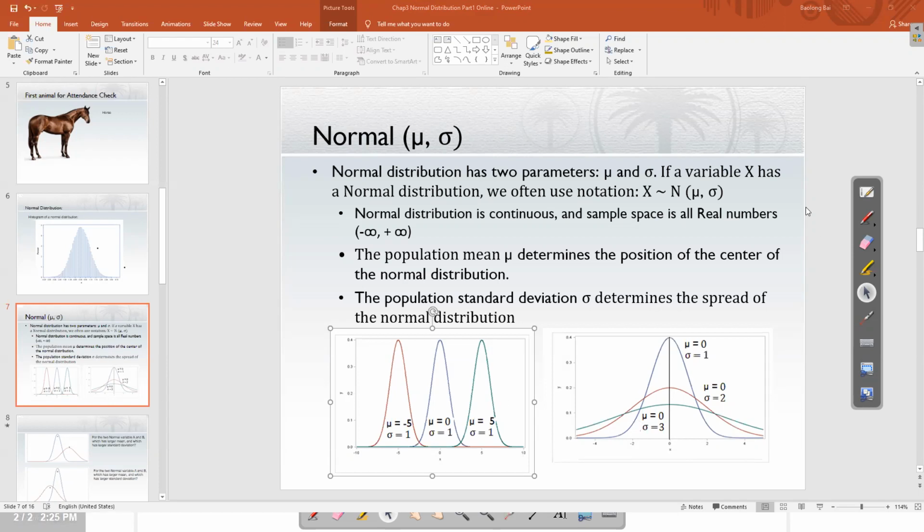So the population mean of the normal distribution can be any real number. Any number between negative infinity and positive infinity can be the population mean. But the population standard deviation sigma has to be a positive number, right? When you calculate the sample standard deviation, it's a square root of something. Sigma is the same calculation as S. It's just that you need data from the whole population to calculate it. So sigma has to be a positive number. So now we know how mu and sigma affect the look of the normal density curve.